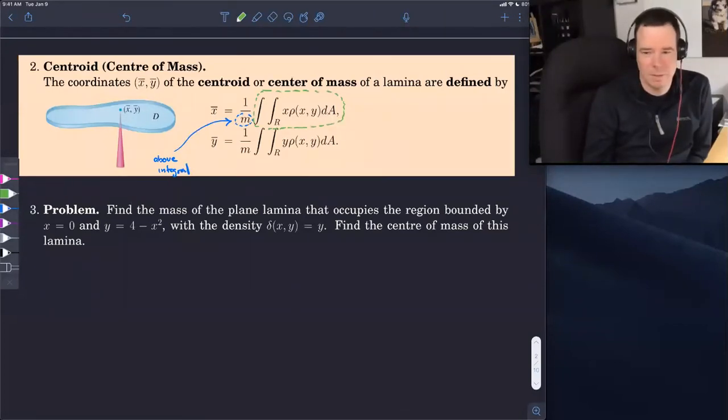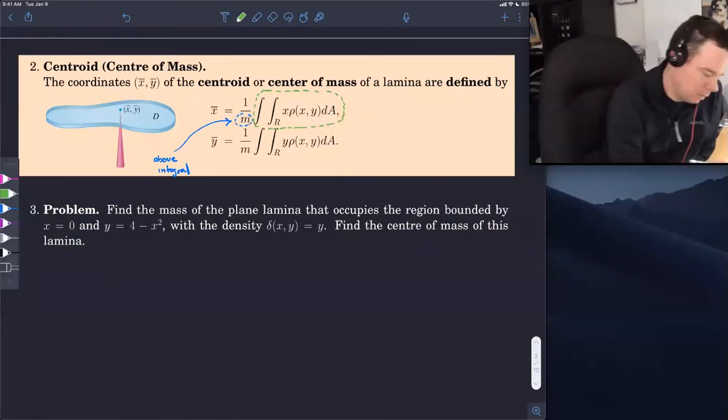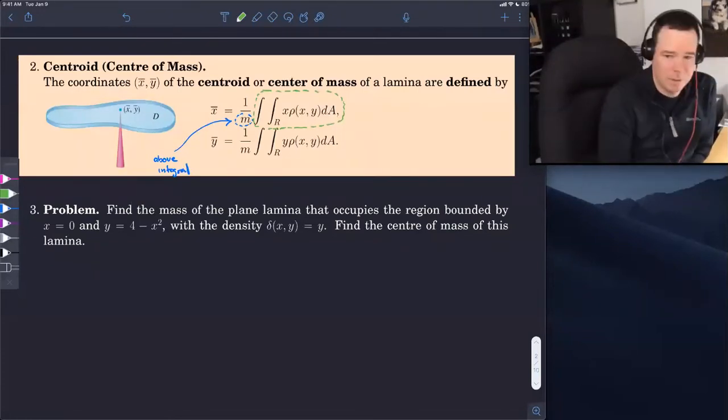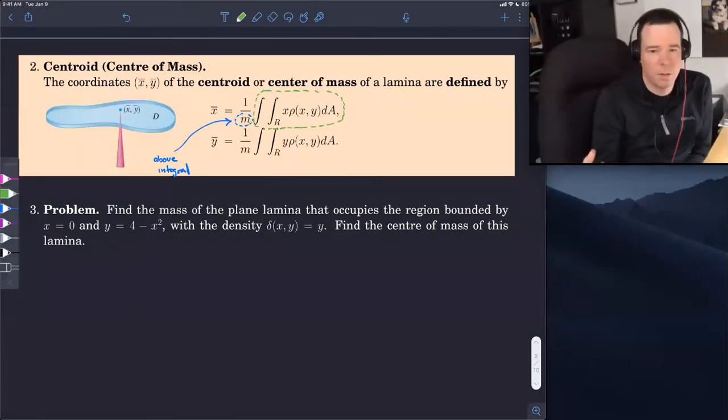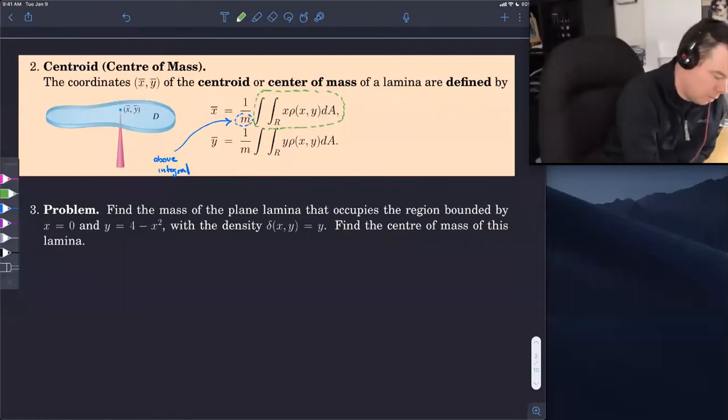So it's the distance to the y-axis of this particular mass element situated somewhere on the lamina. And then you integrate over all of the mass elements times their distance to the y-axis. And so this is, in some sense, a measure of how far mass elements are from the y-axis. And so we call this the moment. So this is called the moment about the y-axis.